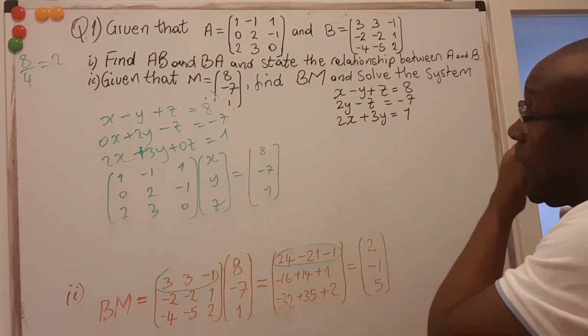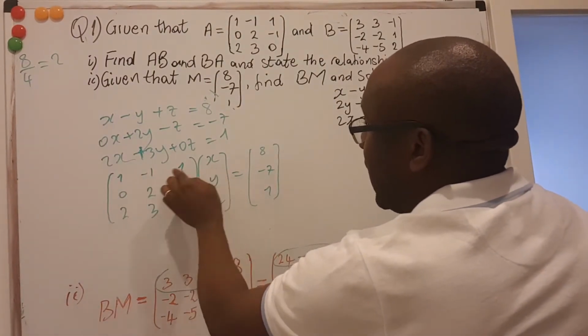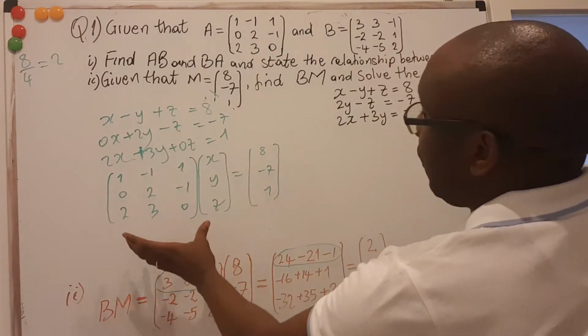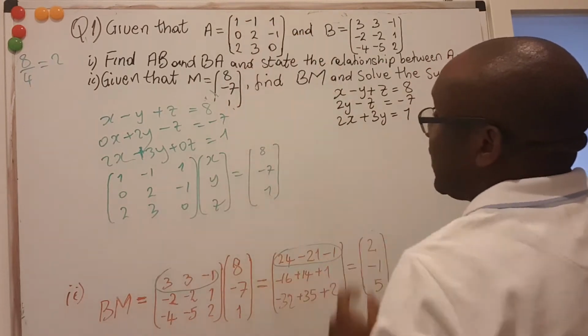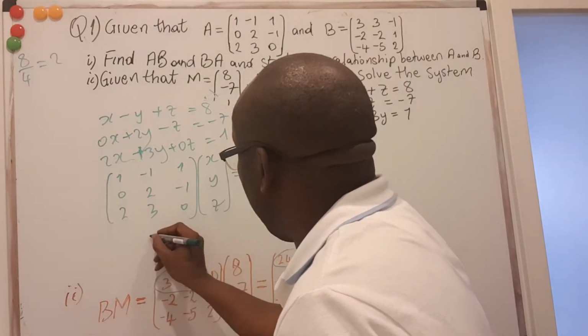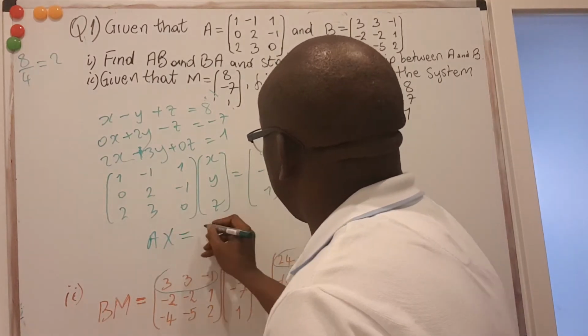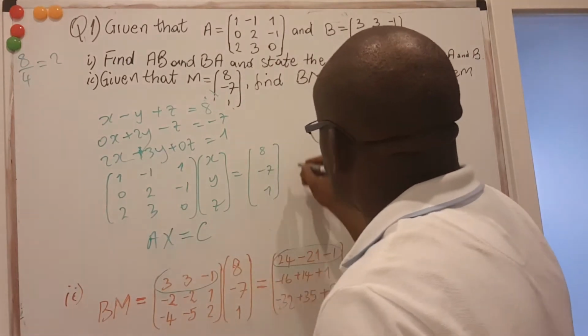So if I open this, 1 times x is x minus y plus z, you get the first one. You do that, you get the second. But then you recognize that this matrix is exactly like A. So I will call this A, call this one x, and say that is equal to, let's say, C for this one. So this is A here, this is x, and this is C.